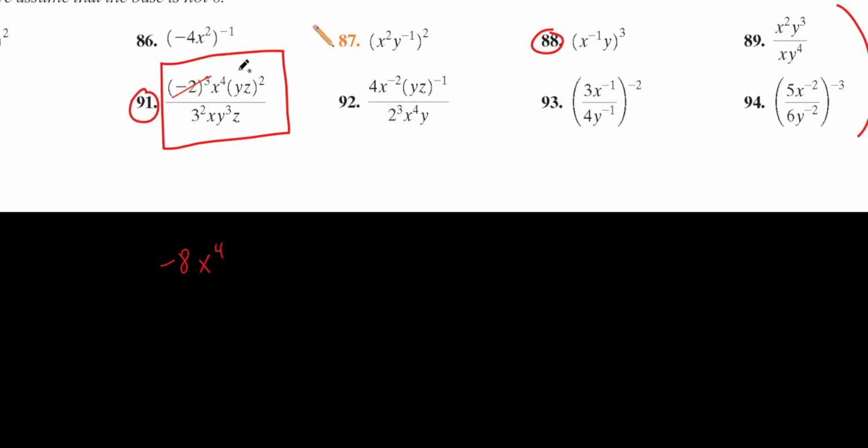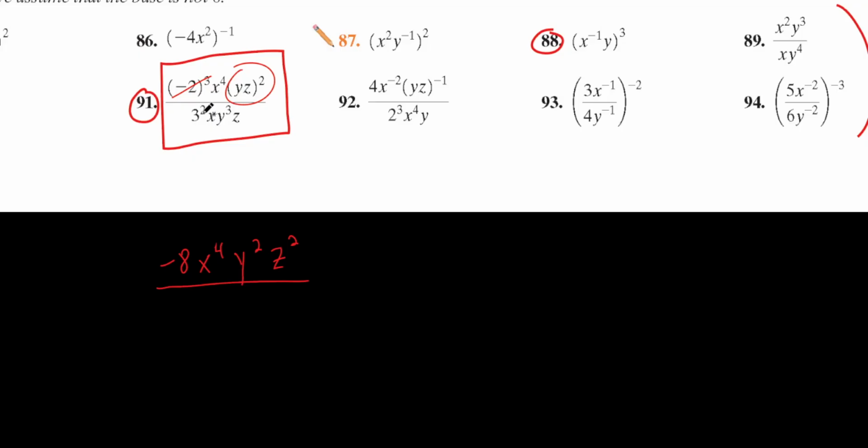All right, what about this thing right here? Everything in here is being squared, right? We did this earlier in the quiz. So this is going to be y squared, and it's going to be z squared. Now the bottom. So we've simplified the top. Now let's do the bottom.